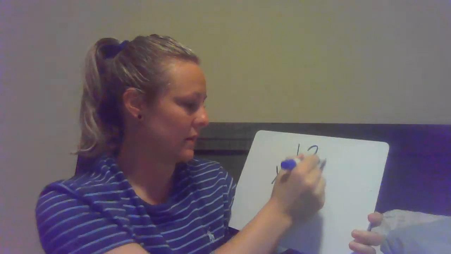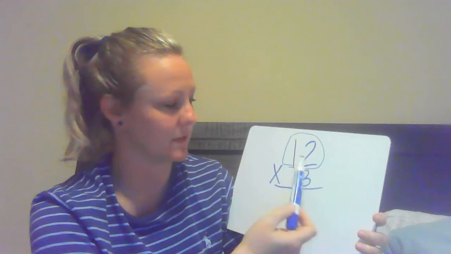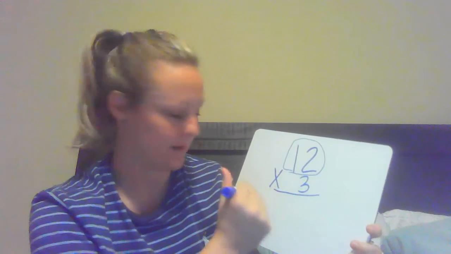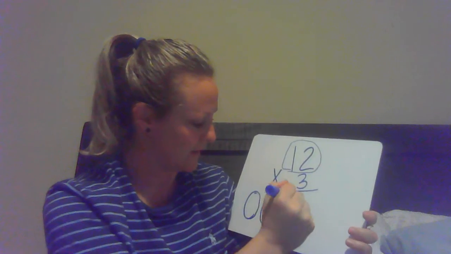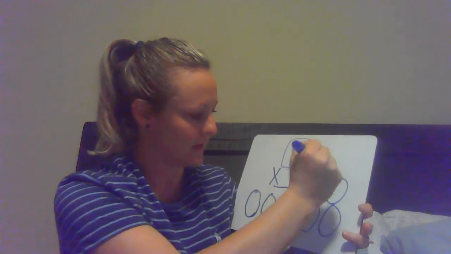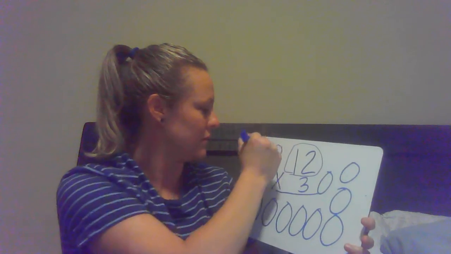I always start with my number on top, even though either way I'm going to get the same answer, right? Because we know 12 times 3 is going to give me the same answer as 3 times 12, okay? So I'm going to make 12 circles, right? Okay, 1, 2, 3, 4, 5, 6, 7, 8, 9, 10, 11, 12.